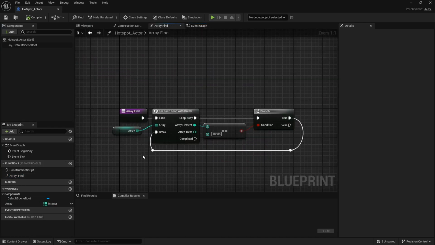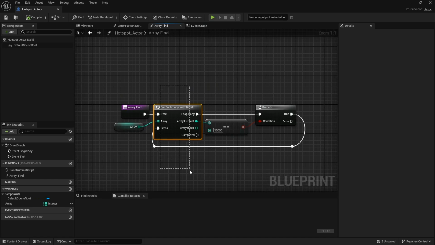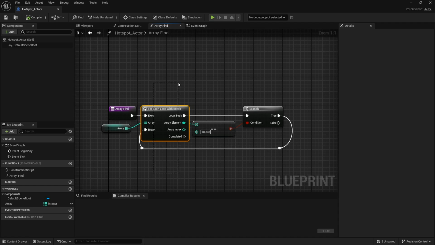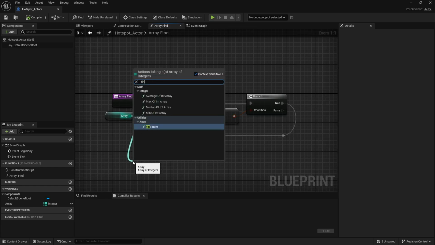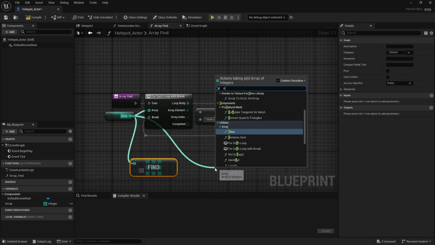I'm gonna go to array find, and the biggest issue is this. So in blueprints, for loops are pretty expensive, and this is also a for loop with breaks, so it's even more expensive. And we're kind of trying to do this operation, and let's say somebody did this really fast and screwed up. They didn't know that you can actually just do find item or contains.